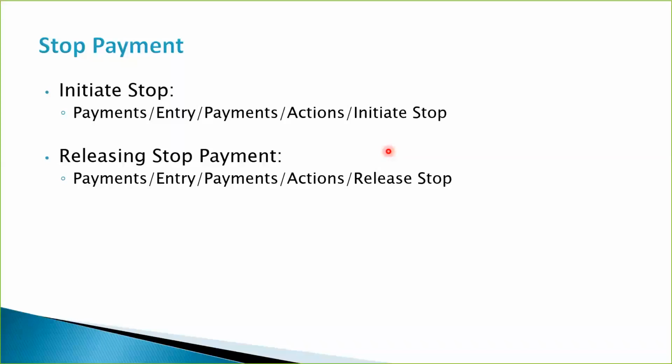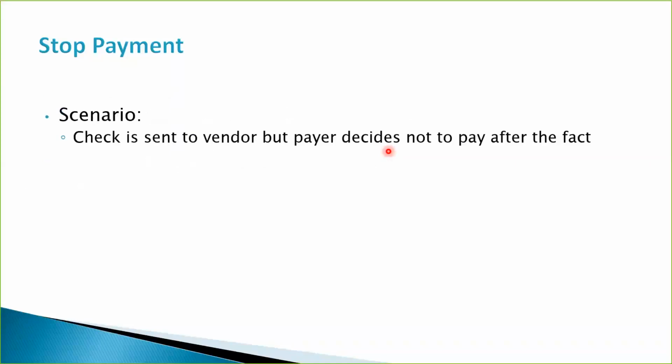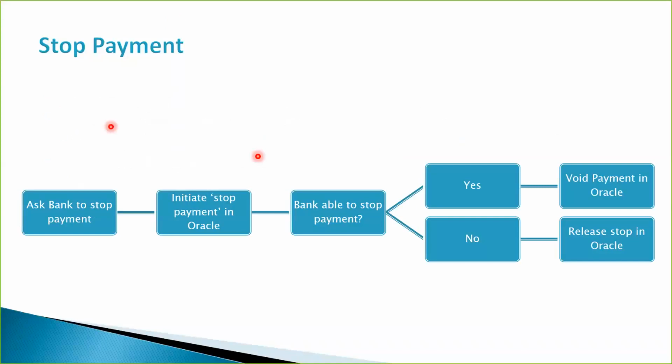So that is how to stop a payment. Okay. The big picture is scenario of when you might want to stop a payment. Right. The check has already been sent out, might be or might not have been deposited or cashed by the vendor. This is what you do depending on the situation. If the payment was stopped successfully by the bank, then you can void the payment in Oracle. If not, you release the stop and the payment remains done.